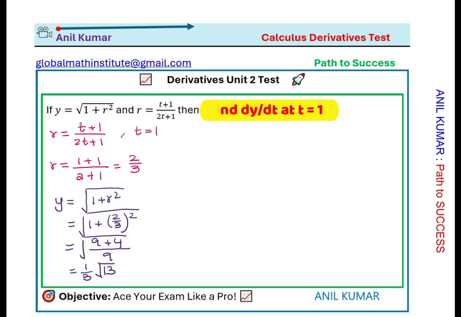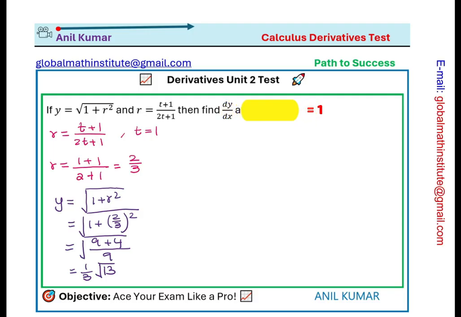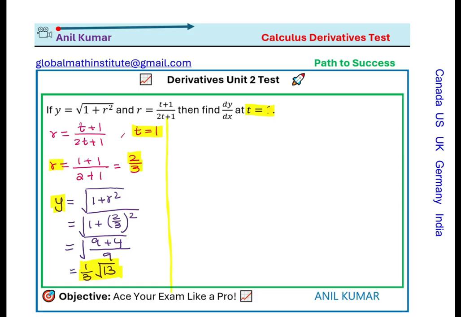1 plus r squared. r was 2 over 3, which we just found. So (2 over 3) squared is 4 over 9, right? When you add it to 1, you get 13 over 9 within the square root. The square root of 9 is 3, so we got 1 over 3 square root of 13. Clear? So now we know at t equals 1, r is 2 over 3 and y is 1/3 of the square root of 13. It's important to do this part first, right? Once we have these initial values, it's a good idea to find the derivatives, correct?